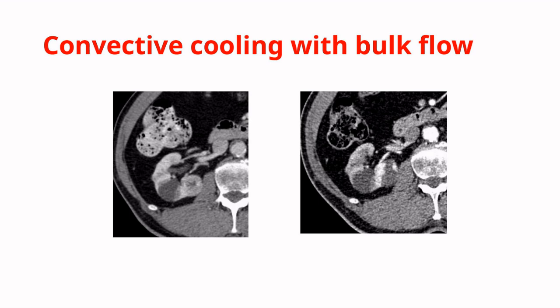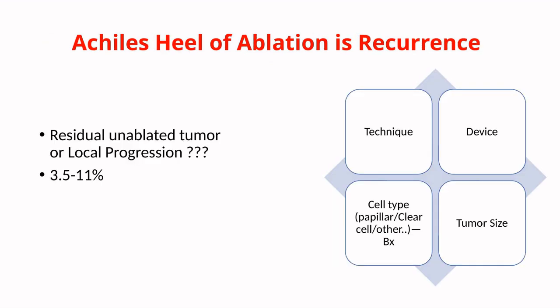Here is a case of convective cooling on both sides of a kidney tumor because of surrounding vessels. This causes incomplete ablation or recurrence, depending on the time of the control. So, the Achilles heel of ablation is recurrence. Residual unablated tumor or local progression is the same for the patient. He still has tumor. For us, depending on the timing of the imaging follow-up, we will classify it as unablated tumor or local progression. And this happens in up to 11% of the ablations.